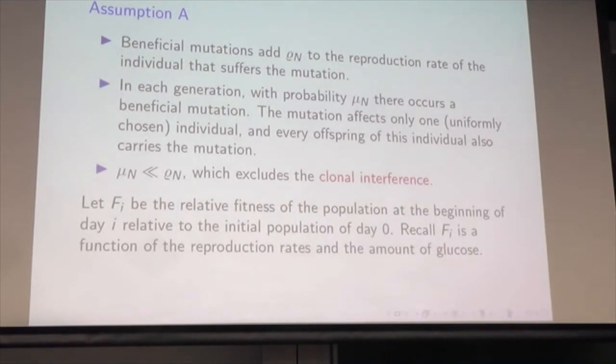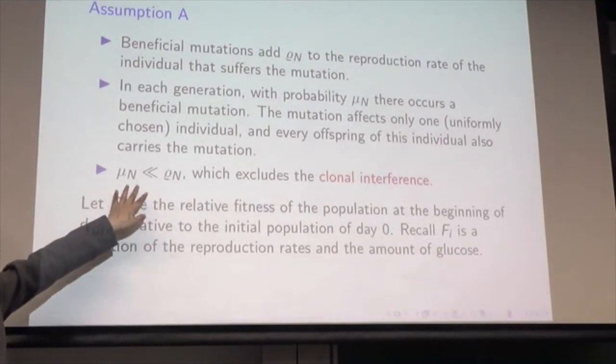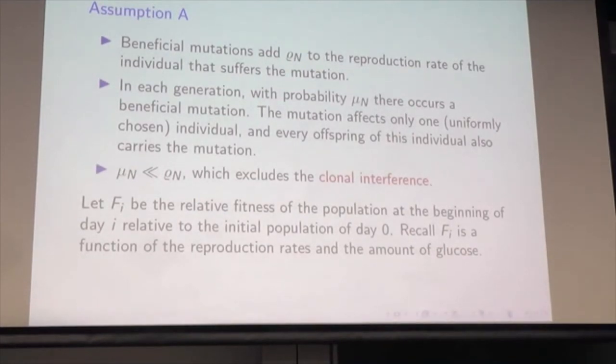This is called fixation. And we assume that mu n is much less than rho, and this will exclude the clonal interference, which means for most of the time, we will not see two different mutants coexist. What we will see in the limit is that a mutation will either fixate or disappear, and only after this period, the next mutation will arrive. So we intentionally assume this to only allow one type of mutant to exist. We don't allow two types of mutants to coexist. Of course, it's a simplification.